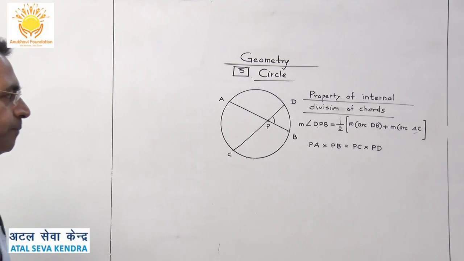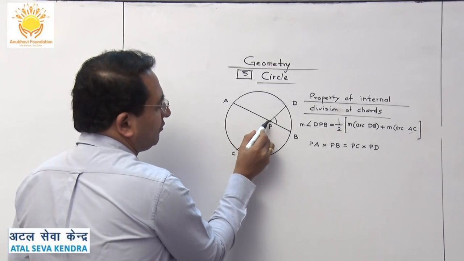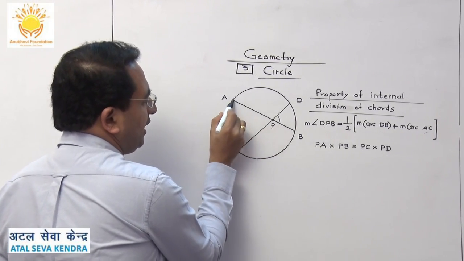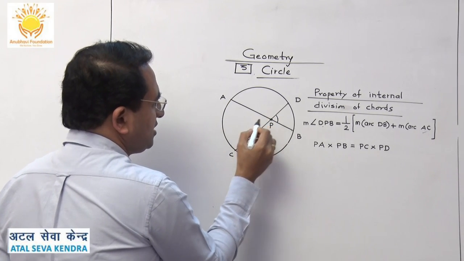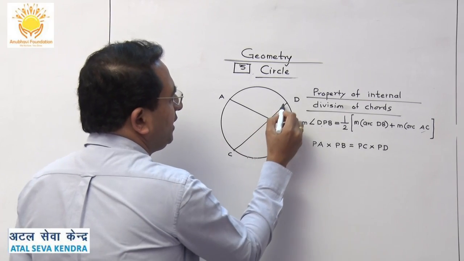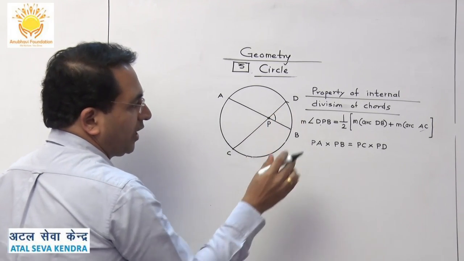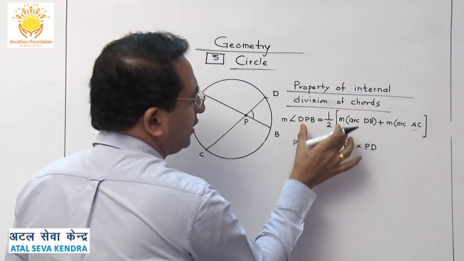Remember one thing, you are supposed to start with P. PA multiplied by PB, that is what PC multiplied by PD. You can work on this. These are the two things.